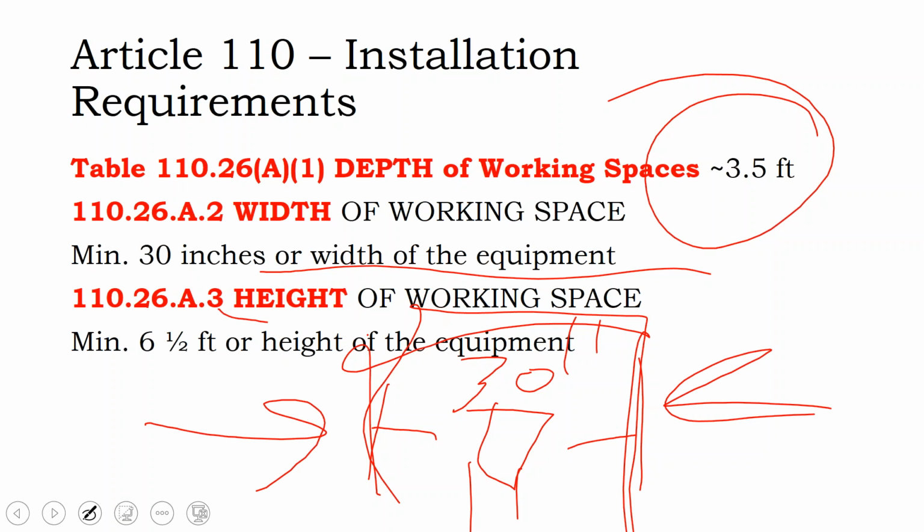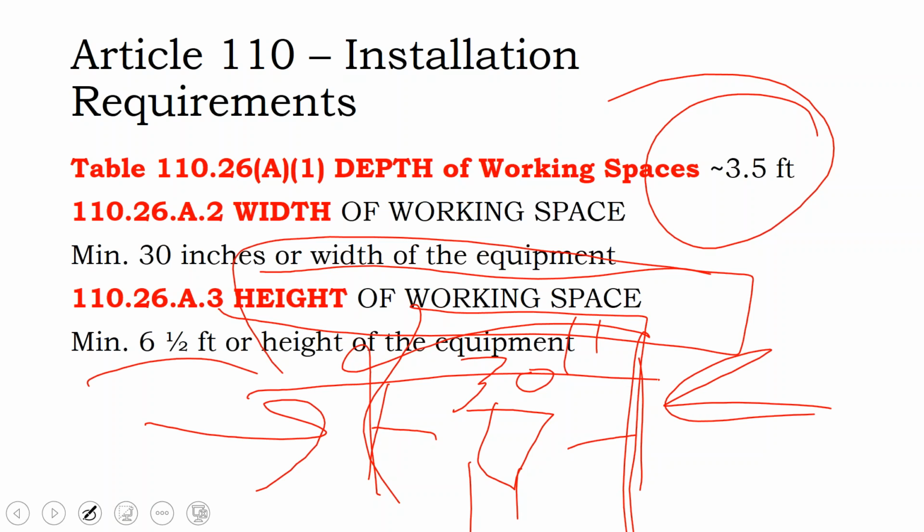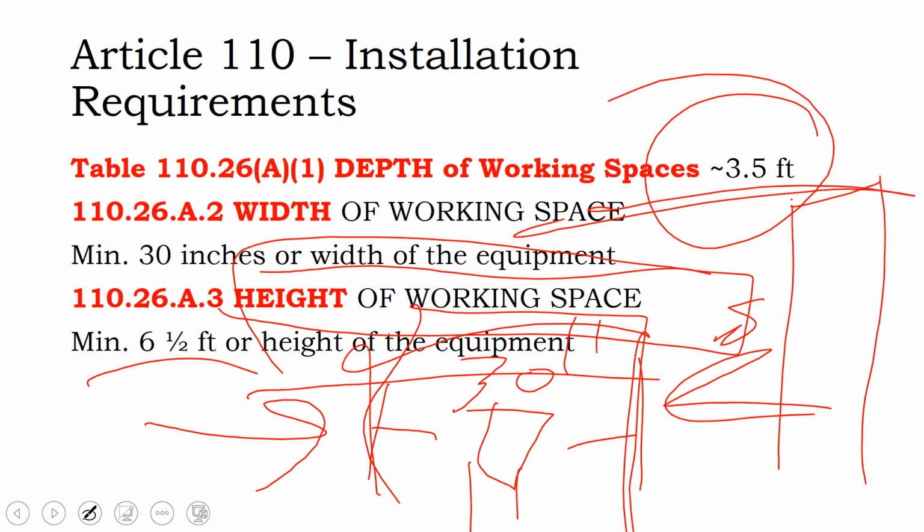And then we get to the height of the working space, and it's 6.5 feet tall, or the height of the equipment, whichever is greater. And so you might have a giant piece of equipment that's 8 feet tall, and that's the cutoff. If it's 6 feet tall equipment, your air conditioning duct needs to be at least 6.5 feet above it.